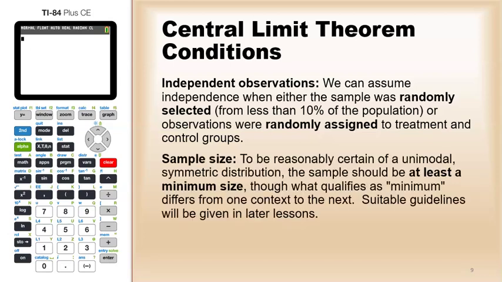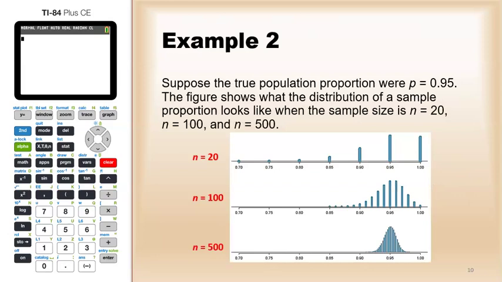The other condition is sample size, and that basically goes with the idea that larger samples tend to be more accurate than smaller samples. So to be reasonably certain of a unimodal symmetric distribution, the sample should be at least a minimum sample size, though what qualifies as minimum will differ from one context to the next. I'll give you some suitable guidelines in some later lessons. For right now, I'll just show that with sample size.